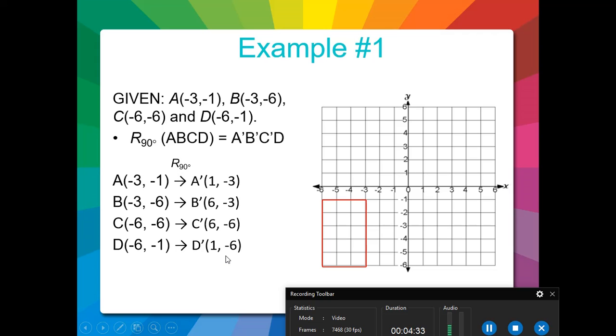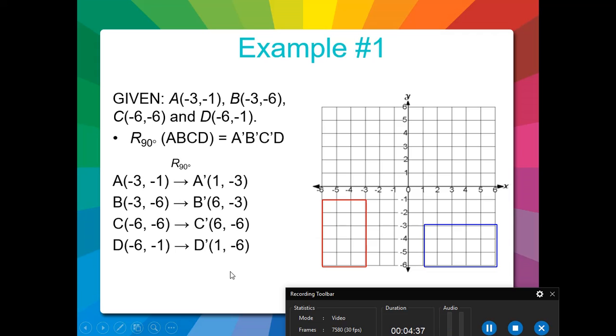Now that I know the locations of the prime image, I'm going to go ahead and plot those. So you can see that we turned the red rectangle to the left. The figure also is not standing up in portrait mode. It's now laying in more of a landscape mode. So keep in mind that the figure rotates as we spin it around the origin.